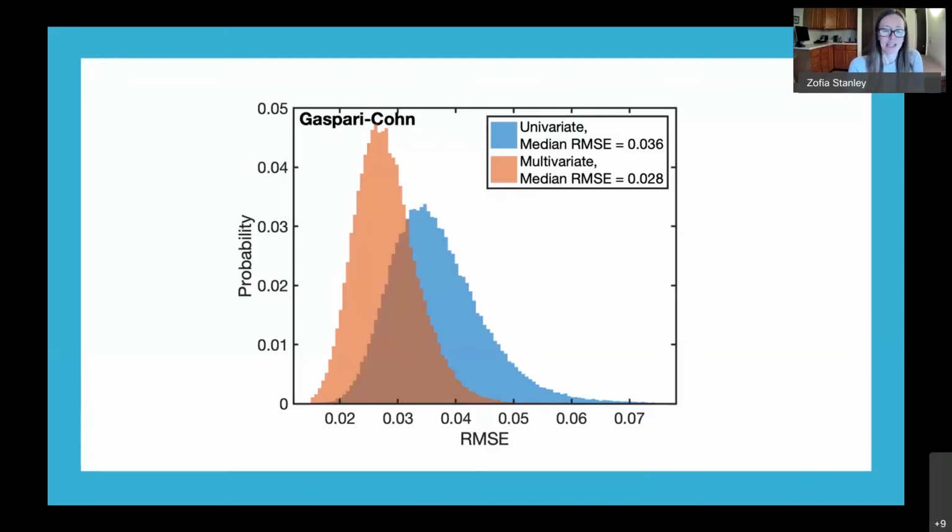So I'm showing here two histograms, rather, of RMSE for the X process. I'm showing univariate versus multivariate, and we can see that the multivariate histogram is shifted to the left, and so our performance is better with multivariate Gaspari-Cohn than with just the univariate, which is encouraging, at least to us. Hopefully this is another tool that we can have in our strongly coupled data assimilation toolbox.